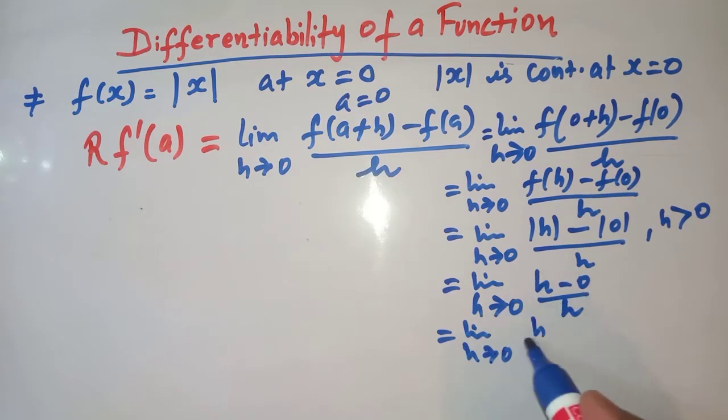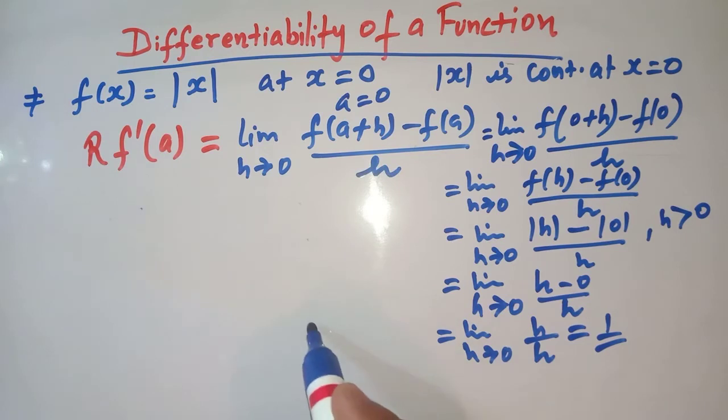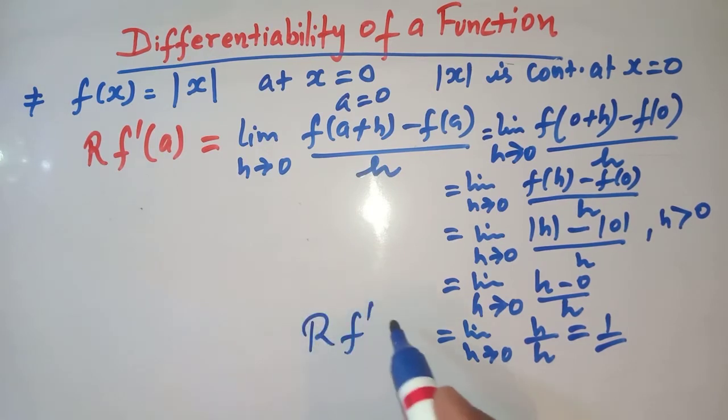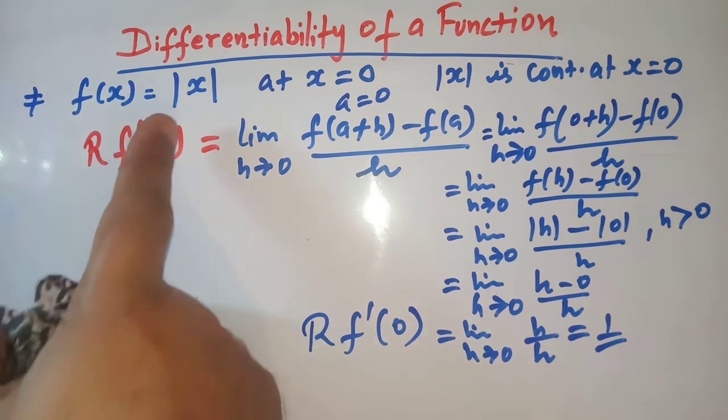H minus 0 is h over h, and we have 1. So the value of the right hand derivative at f prime of 0 is equal to 1. Clear? Now let us take the left hand derivative of this function.